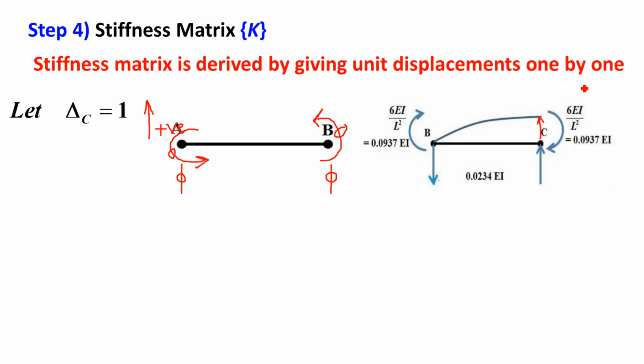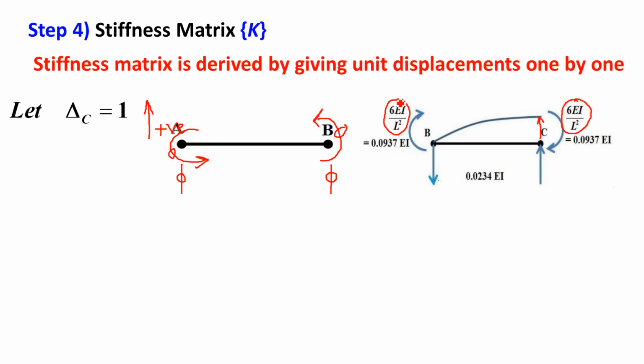Now, what is the moment required to give a unit displacement in the perpendicular direction? Perpendicular means if the beam is horizontal, the displacement is vertical. The moment required to give the unit vertical displacement is 6 EI by L square. This is the value of the moment required to give vertical displacement in the case of a beam. And in this case, the moment at both ends must be the same, 6 EI by L square at two ends.